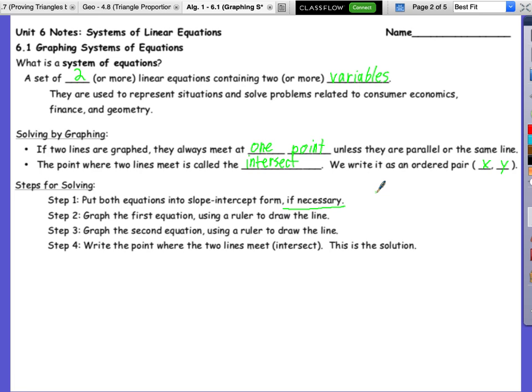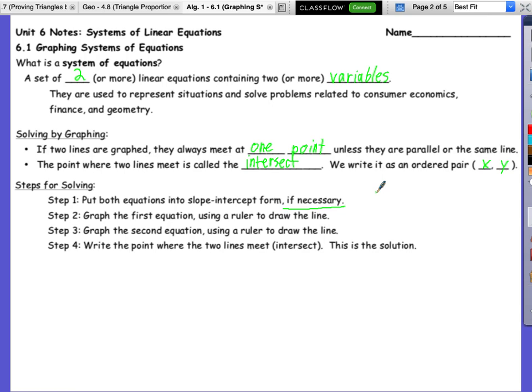Second step, we would graph the first equation, and you can use a ruler to draw a line. You don't have to, but if you want to, I do have rulers back there. You can use a ruler to draw an exact line. On these, I actually do recommend it, even though so far when we've been graphing, I haven't been. I recommend it on these because we need to be a little more exact, and I think we'll see why. Step 3, graph the second equation and use a ruler to draw that line. Step 4, write the point where the two lines meet, the intersection, and that's your solution. We call that the solution to our system. That's the X and Y, the ordered pair that makes it work.